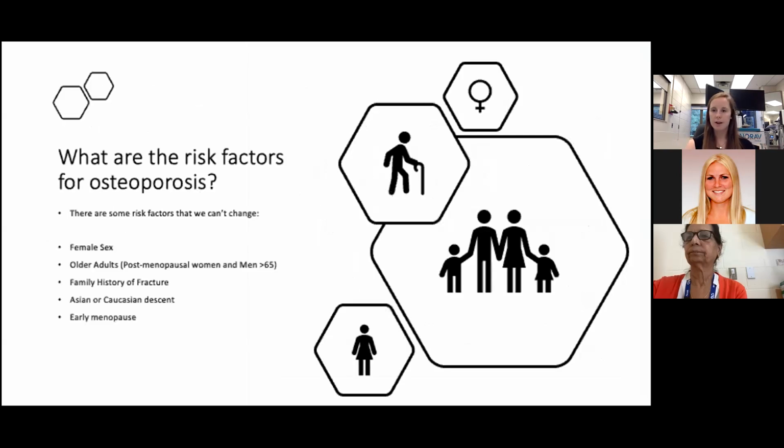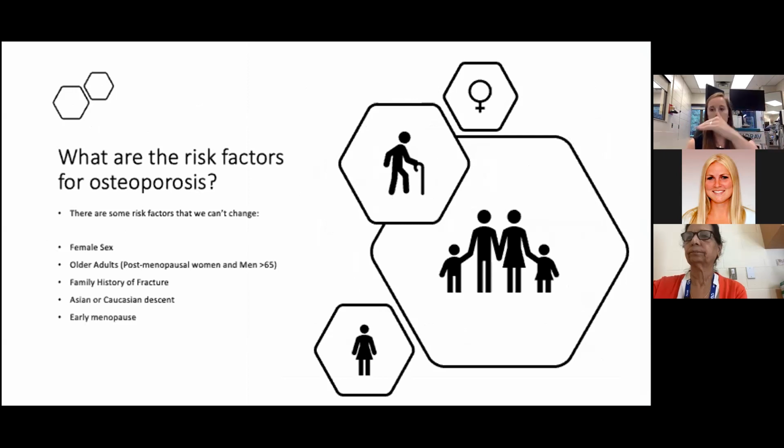What are the risk factors for osteoporosis? So who might be at risk? I've already alluded to this many times, but women are more prone to osteoporosis because of the postmenopausal changes and the decreases of estrogen. Now, there's some things that we can't change. You've learned those as non-modifiable risk factors in some of the other classes that you've taken. So these non-modifiable risk factors are female sex, older adults, so postmenopausal women, as we've talked about, and men over the age of 65.